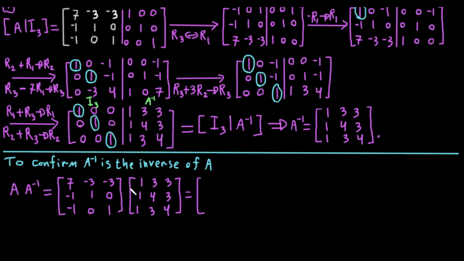To find this element, we have to multiply this row by this column. Let's write it here. So 7 multiplied by 1 plus -3 multiplied by 1 plus -3 multiplied by 1 equal 7 plus -3 and -3. Then we get 1. So here we put 1.